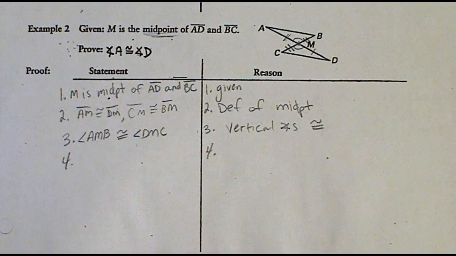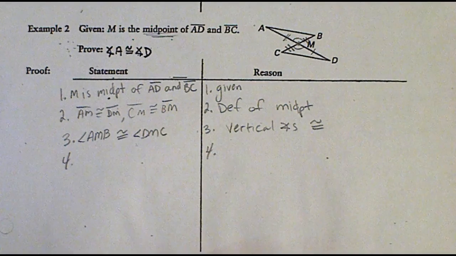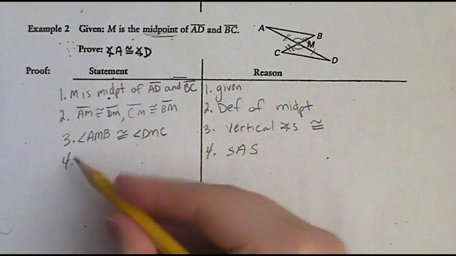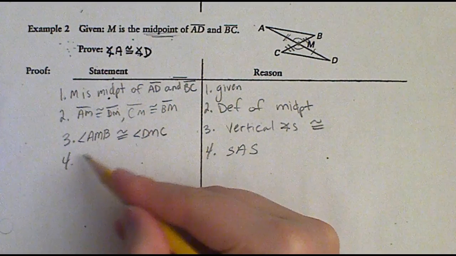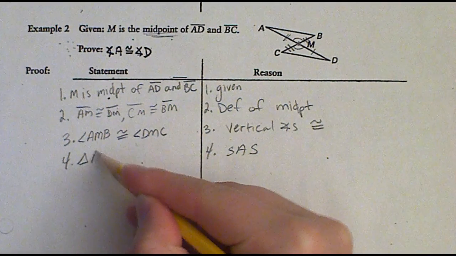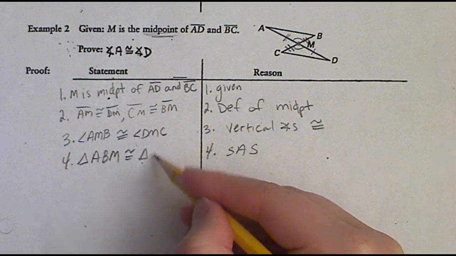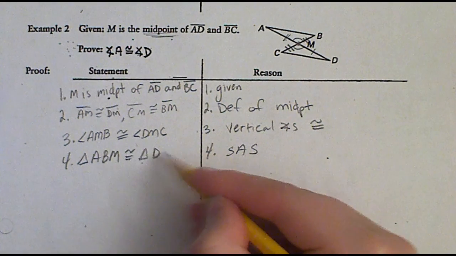Now I've been able to gather enough information to get to my shortcut, SAS, and therefore my triangles must be congruent. So triangle ABM is congruent to triangle DCM.